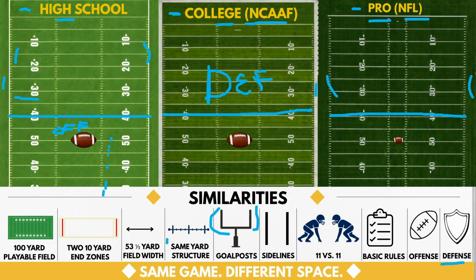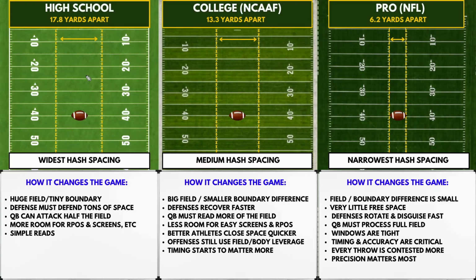But next part coming up, we'll discuss the importance of the hashes. So the high school hashes are 17.8 yards apart between left hash mark and right hash mark. College, 13.3 yards apart, left and right. And the NFL, very narrow, 6.2 yards apart.